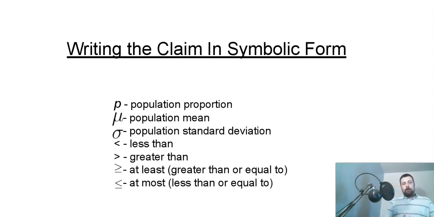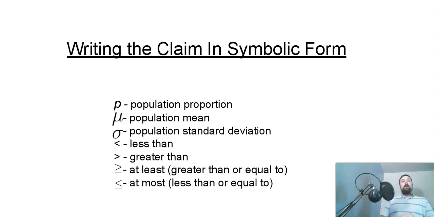Okay, let's talk about this first step of writing the claim in symbolic form. So here are some of the symbols you might use to write the claim in a mathematical way. If the claim is about a population proportion, you should represent that part of the claim with the letter P. If the claim is about a population mean, you should represent that part of the claim with a mu.